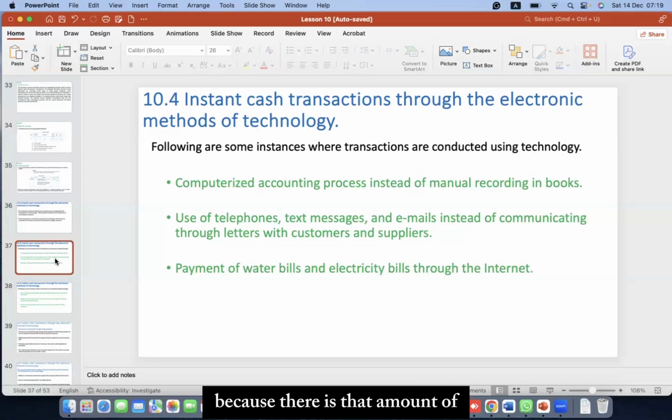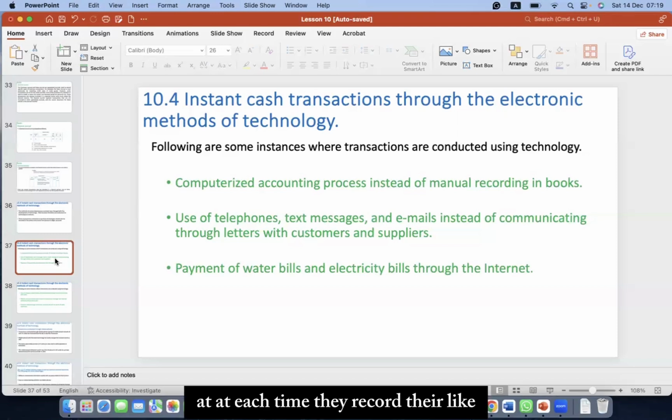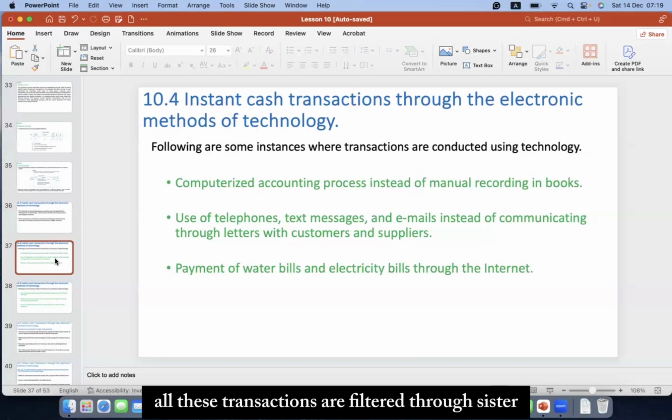Because there is that volume of transactions. ඉස්සර ගත්තොත් එහෙම කඩයක් නම් එක කඩයයි තිබුණේ ඒ කඩේ මොන හරි පොට් එකක් කරගෙන යන්න පුළුවන්. But now that is not the case. Businesses have grown so much and so big, and they need all these electronical methods. So what they do is each time they record, let's say they give you the receipt, all these transactions are filtered through a system into the accounting. So they do not use manual records, they use computerized accounting.